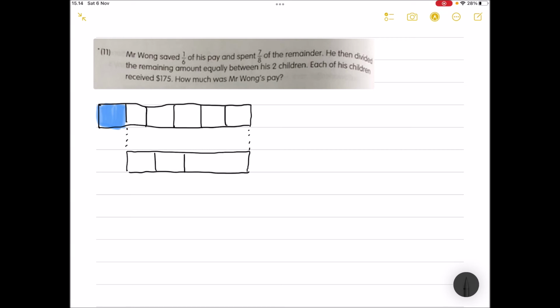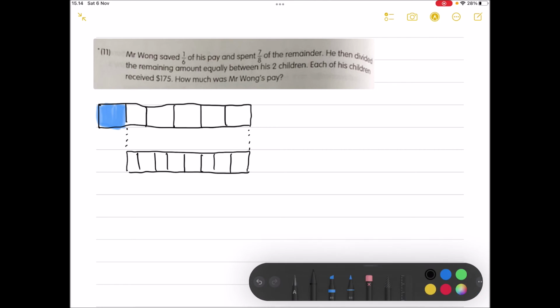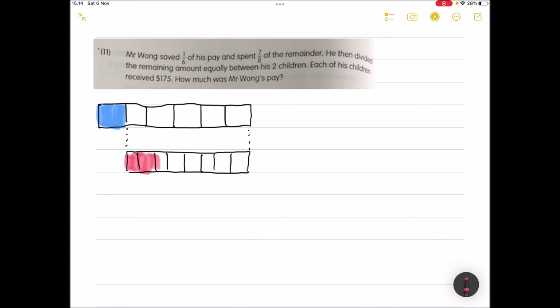I cut it into 8 units. And 7 of them is used for, 1, 2, 3, 4, 5, 6, 7. 7 of them is used, he spent it for something, and then he divided the remaining, which is this one, into 2 children. Each child is $175. So if I want to ask you how much each of them, how can we do that? Or how much is 1 unit?